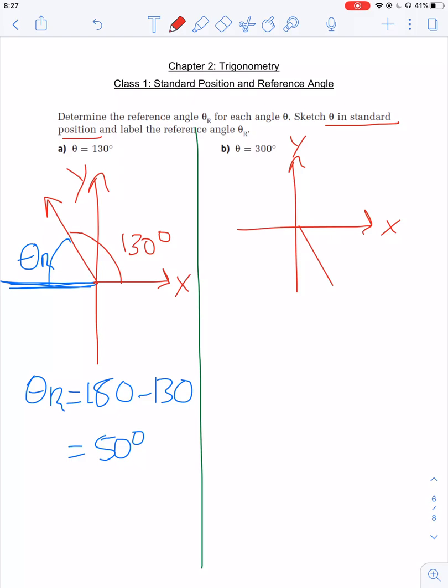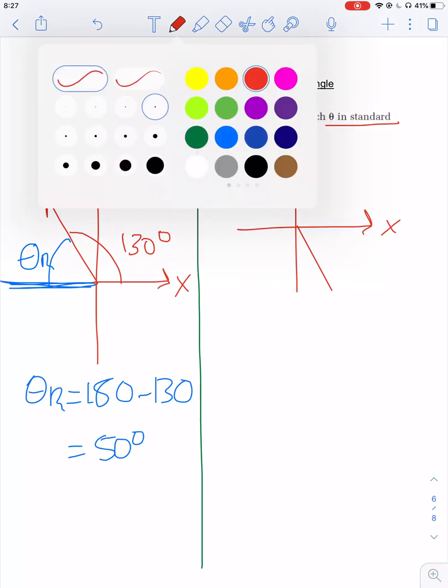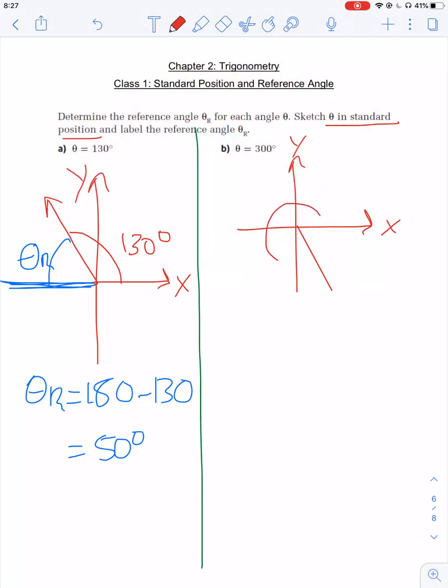It has to start at the origin, right? So this is maybe not the perfect drawing, it's kind of hard to do that on the iPad, but it has to start at the origin, okay? So let's just say that that's close enough. So this is 300 degrees, right? So that's your standard position.